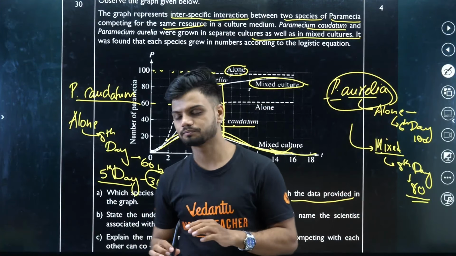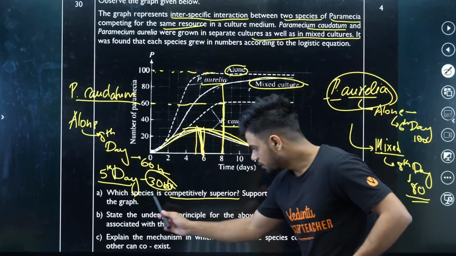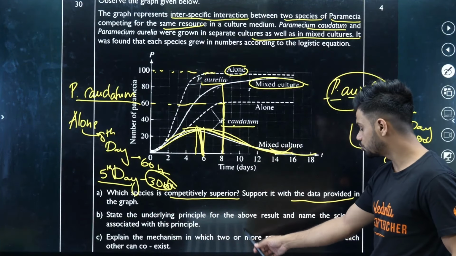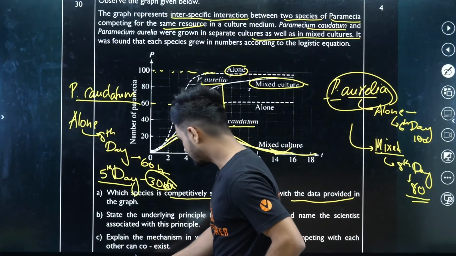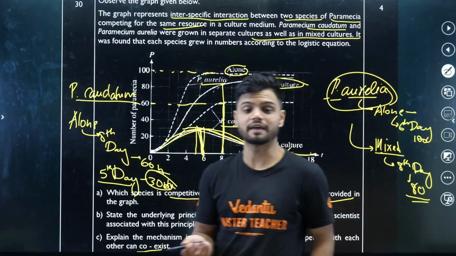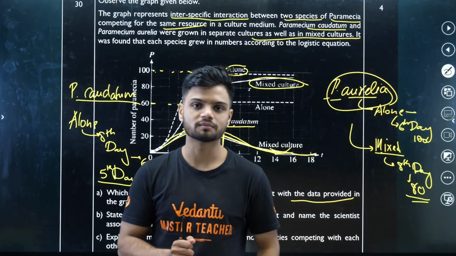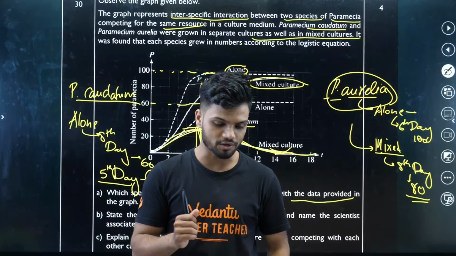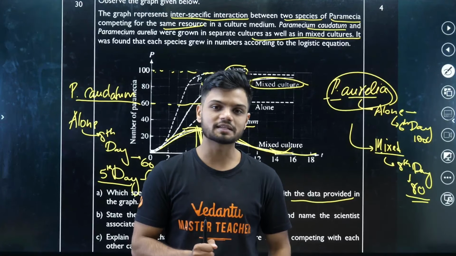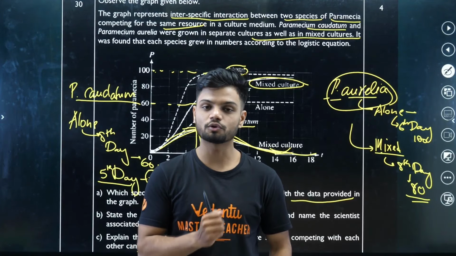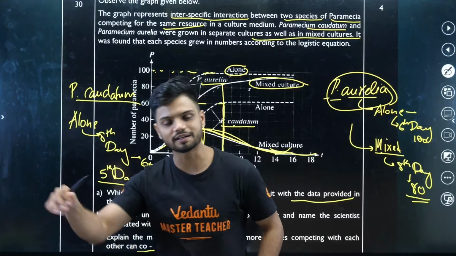It's given by Gause. Now, explain the mechanism in which two or more species competing with each other can coexist. Now, is there a way they can coexist? Yes, they can. Like if you have in your house, imagine you have your sibling, brother or sister. Now, if I have a sister in my house, every single time we get a piece of cake, what do we do? We don't fight now. Before, as a kid, I used to take it and run away.